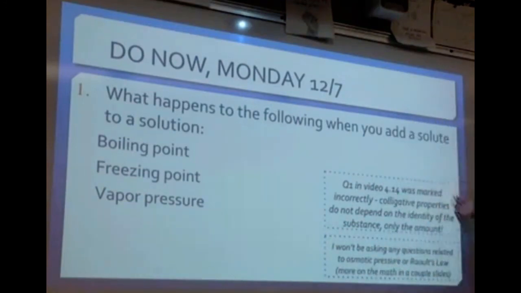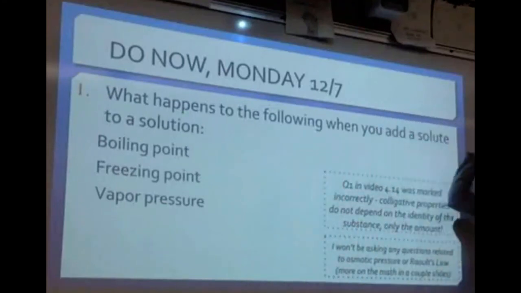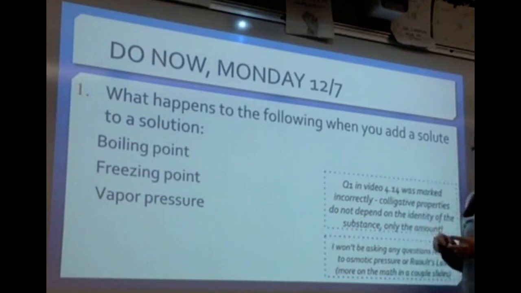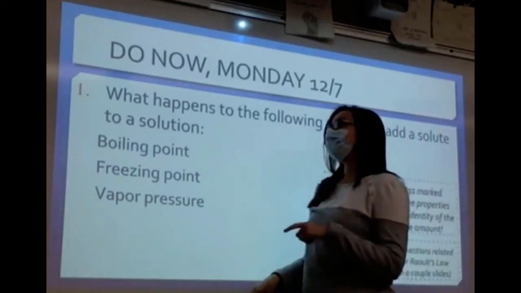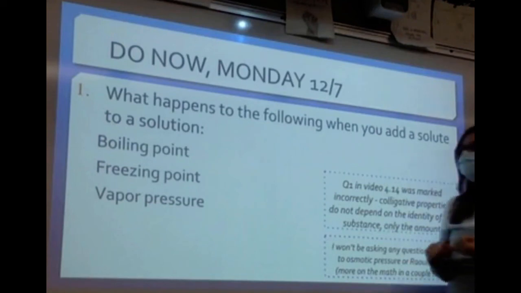So for number one, and really it's just the only do now question, what happens to the following when you add a solute to create a solution? So the three colligative properties that we're going to focus on are boiling point, freezing point, and vapor pressure. I want you guys to really just know the conceptual idea of boiling point, freezing point, and vapor pressure. So whether it goes up or goes down when you create a solution and why.